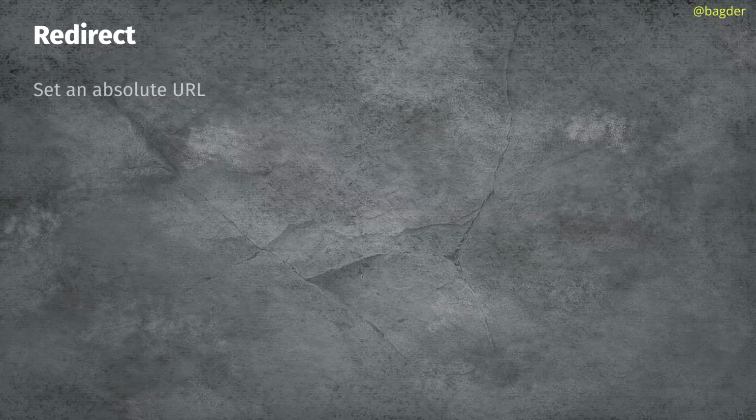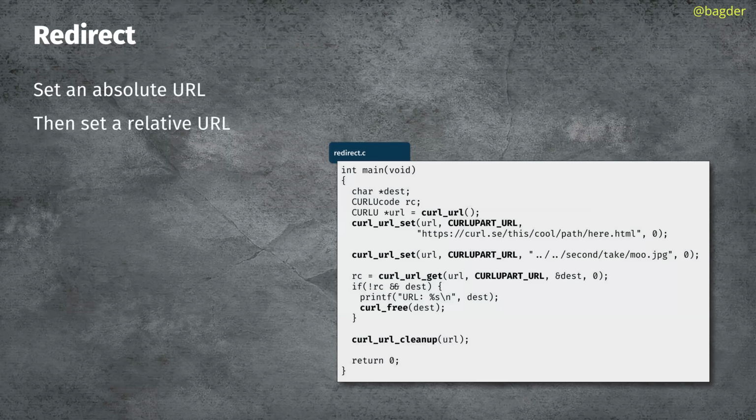It can also help you, for example, do a redirect from one URL to a relative URL. In this case, you set the full absolute URL, and then you have a second redirect URL. You want to go to blah, blah, blah, and you set the second URL as a relative one, and curl will then figure out the absolute one for you.